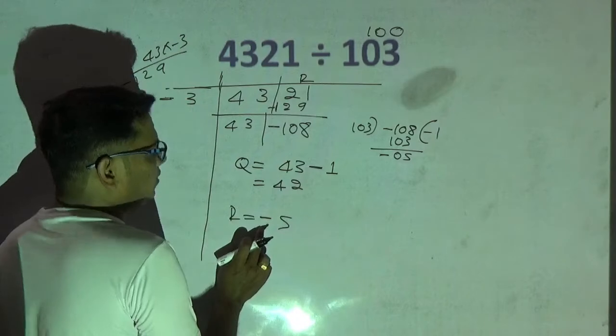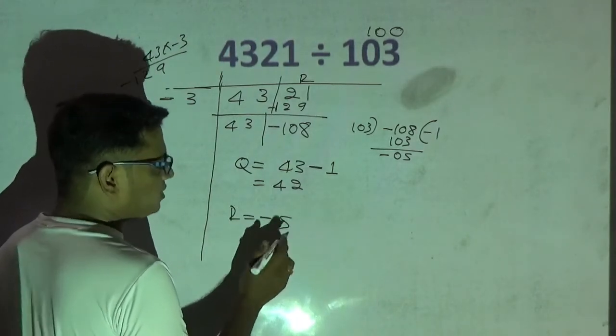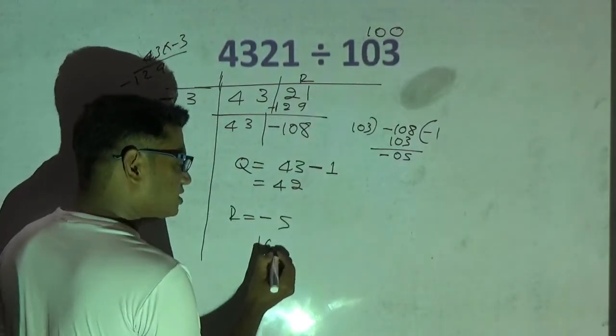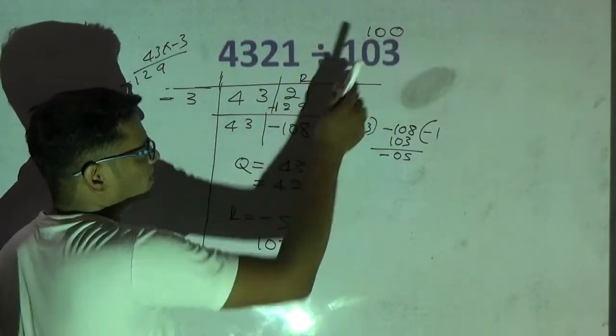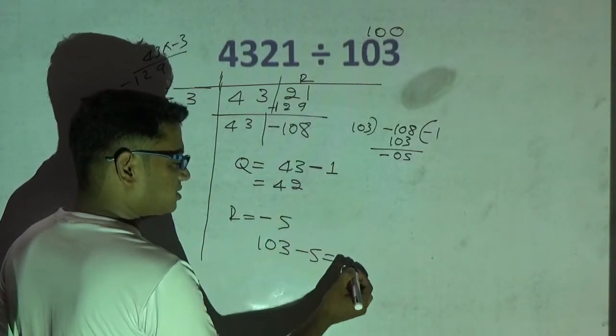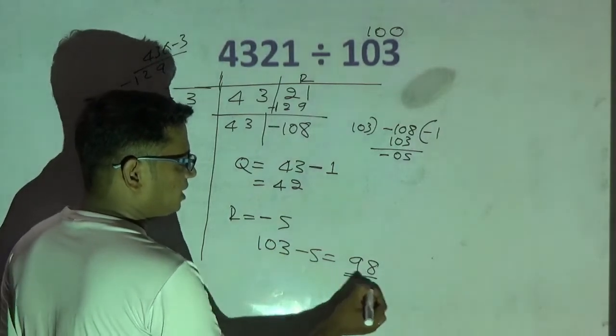If you get a negative number as a remainder, what you need to do is subtract it from the given number. From which number am I dividing? From 103 I am dividing. The negative remainder is 5. So I will subtract this. What is the answer? 98. 103 minus 5 is 98. This will be the remainder.